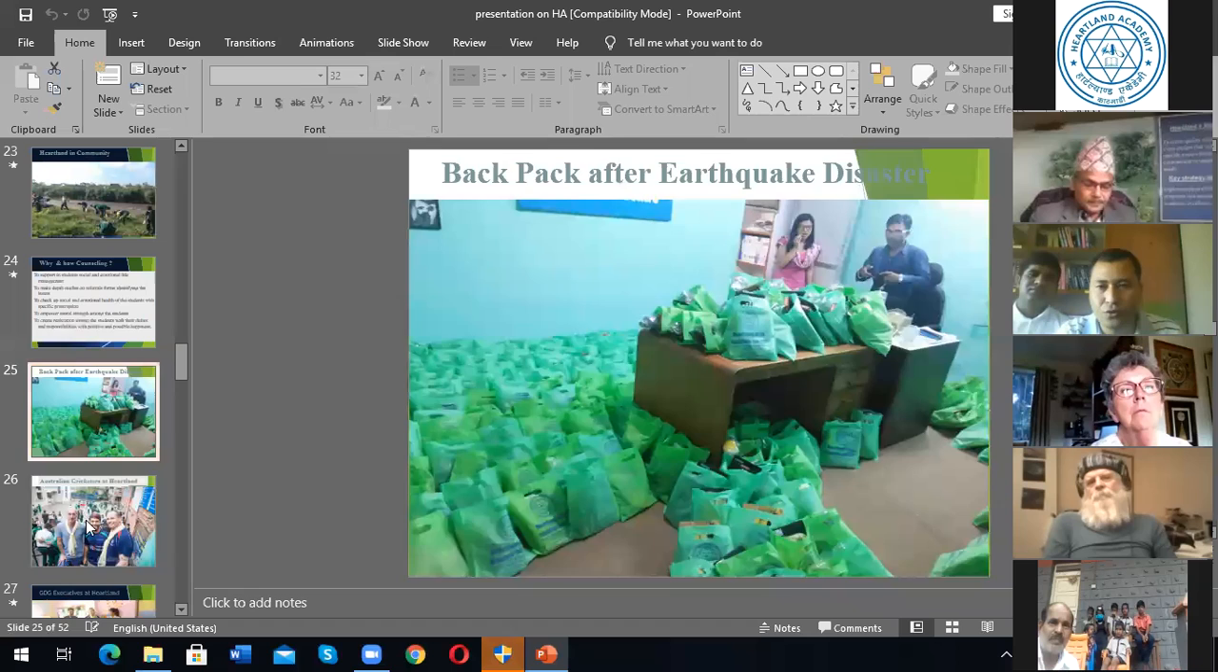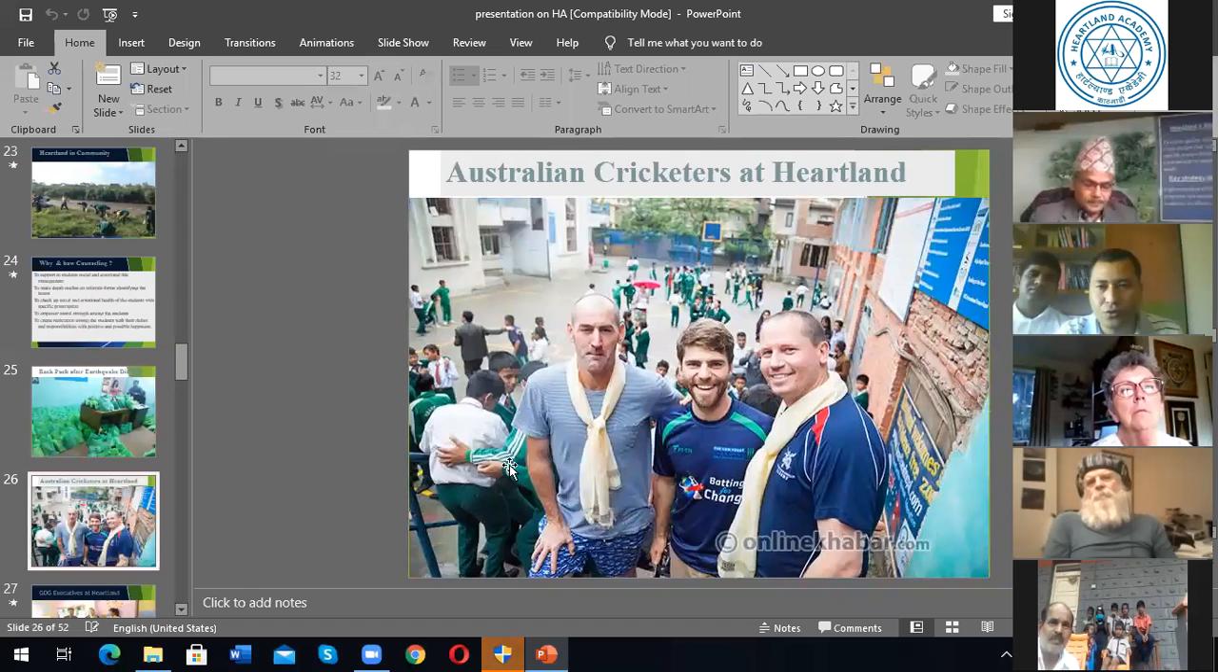You can see another picture, that is Australian cricketers at Heartland. There was a friendly match in Nepal among many countries, and at that time they came to our school and encouraged our students as well. You can see the team leader of the Australian cricket team, Ryan Carter, there.